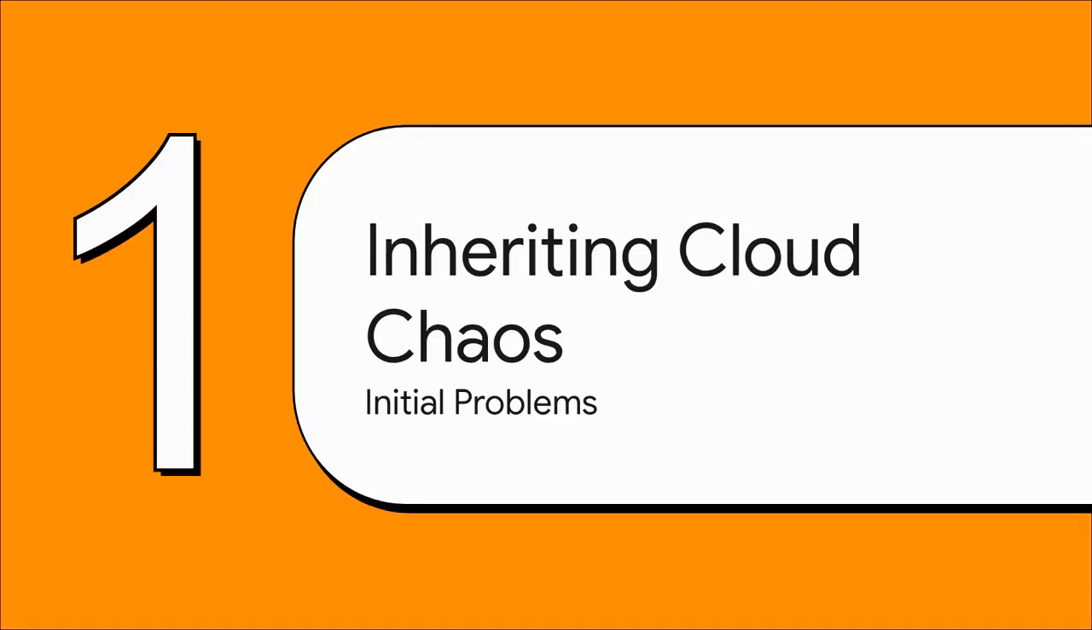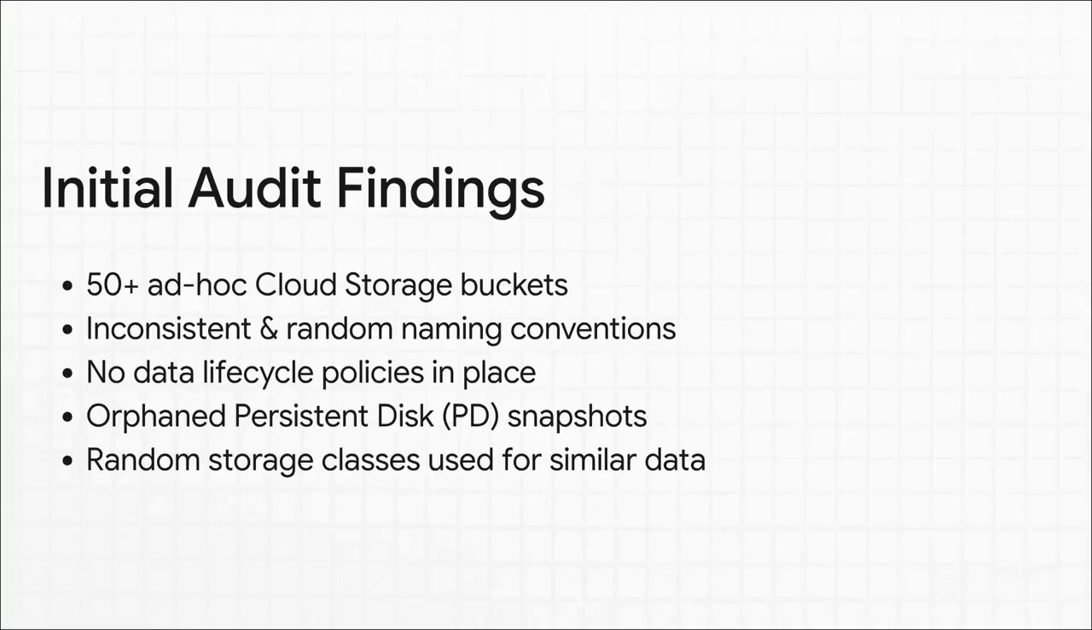First things first, you can't fix a problem until you truly understand it. So step one was to just dive in and take an inventory of the chaos we just inherited. What exactly was lurking inside all of these projects? The audit turned up some pretty classic issues. I'm talking over 50 ad hoc cloud storage buckets with completely random, inconsistent names. And lifecycle policies? Nope, not a single one in place.